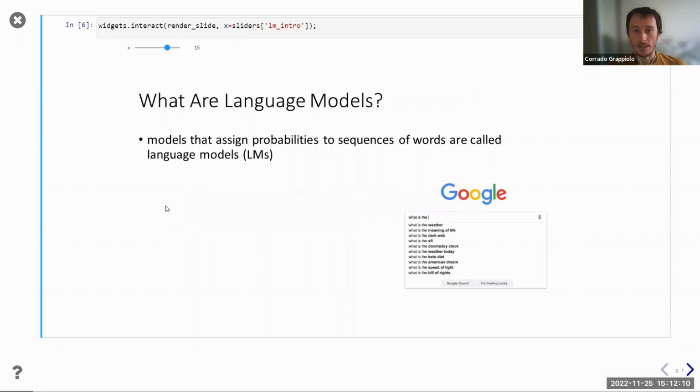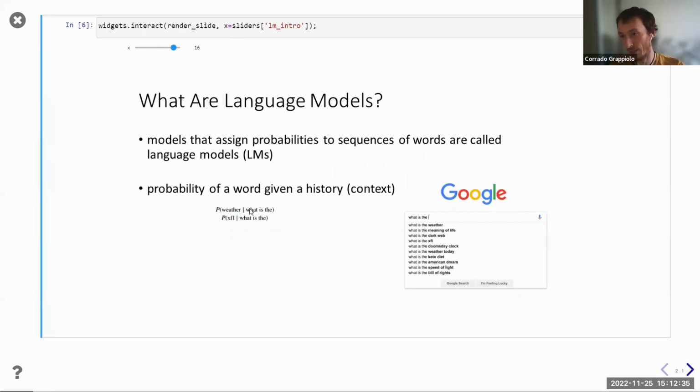Since it is about text generation, another way of seeing language models, or a definition, is the following: models that assign probabilities to sequences of words are called language models. In a more formal way, we can imagine it as a way to calculate the probability of a word given a history, so previous words that were typed or generated. This history is also called a context in the NLP domain.